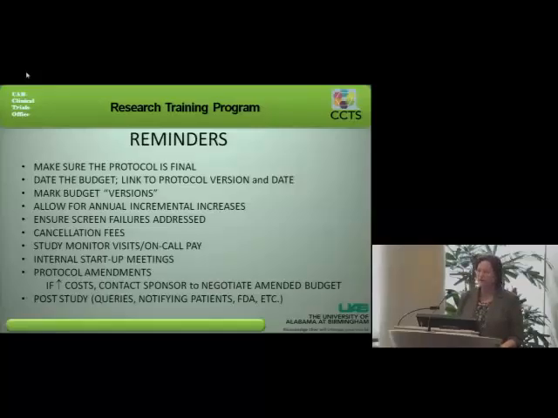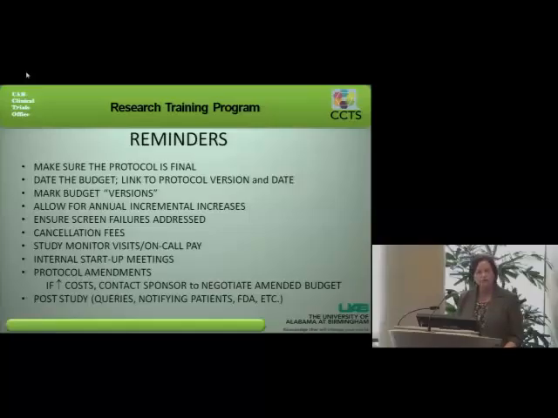So it's important to try to find out if that budget is final so that you know you're not spinning your wheels. You should always date the budget you're working on and link it to the protocol version you used to evaluate the budget and the date of that protocol version. I always mark my budgets with versions. I start out with version 1, and then as I make changes, it will become version 2. As I negotiate with the sponsor, it may become version 2, 3, 4, etc. But that way I keep track of the changes I'm making along the process. Again, don't forget to allow for annual incremental increases in your costing.